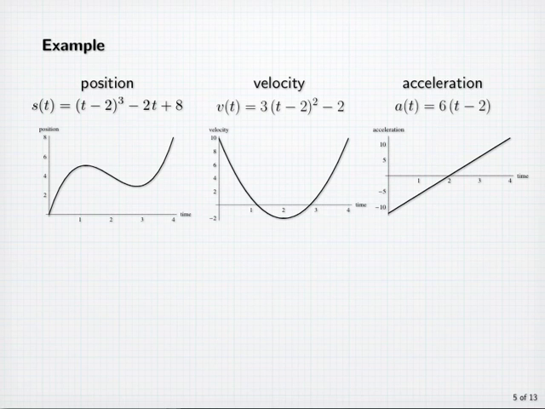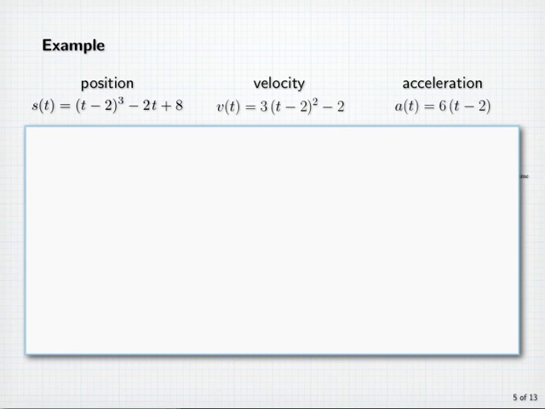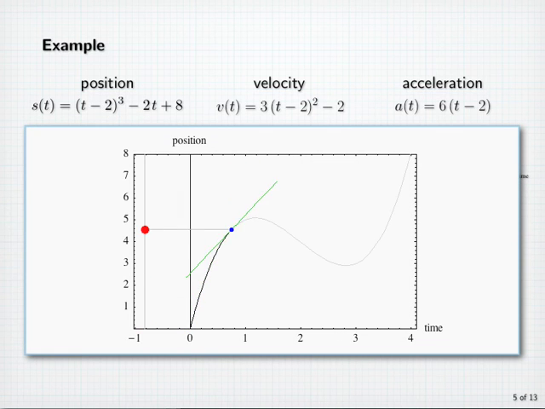Notice that the acceleration is negative for t between 0 and 2, and positive for t greater than 2. Also notice that negative acceleration corresponds to decreasing velocity, positive acceleration corresponds to increasing velocity. Now let's look again at the animation. We'll stop this animation at the point where the acceleration is 0.